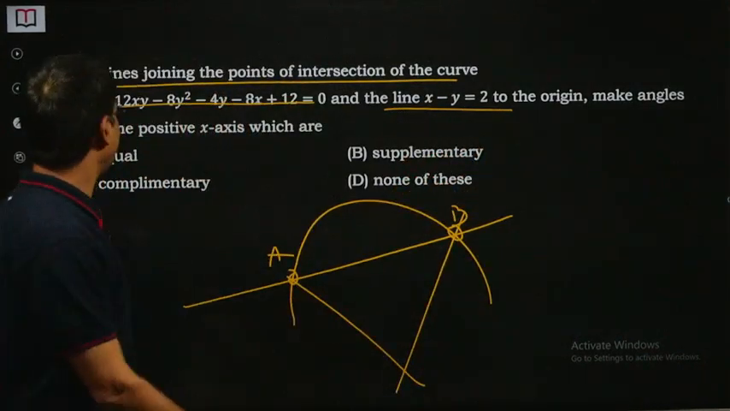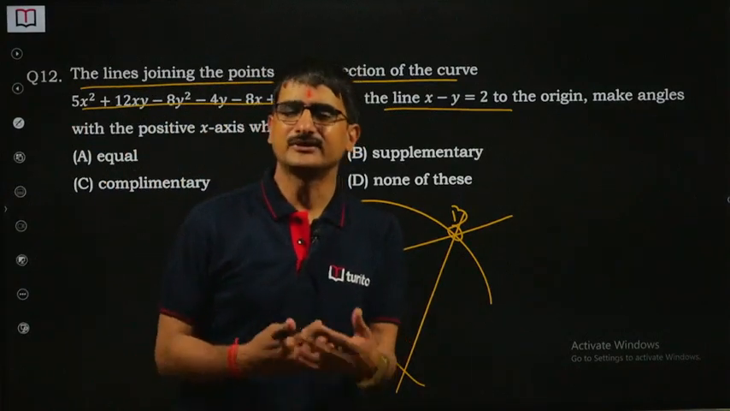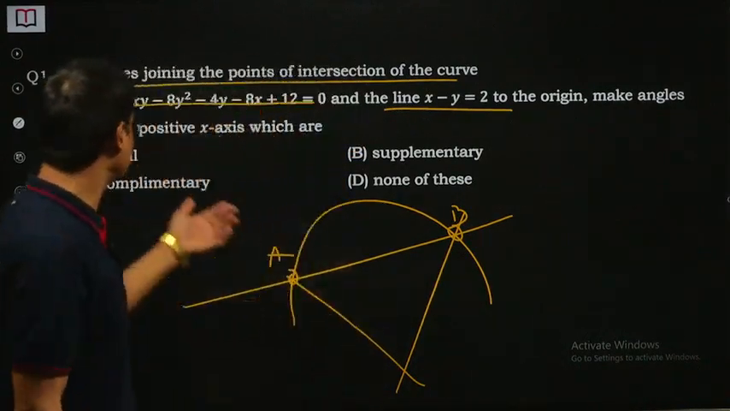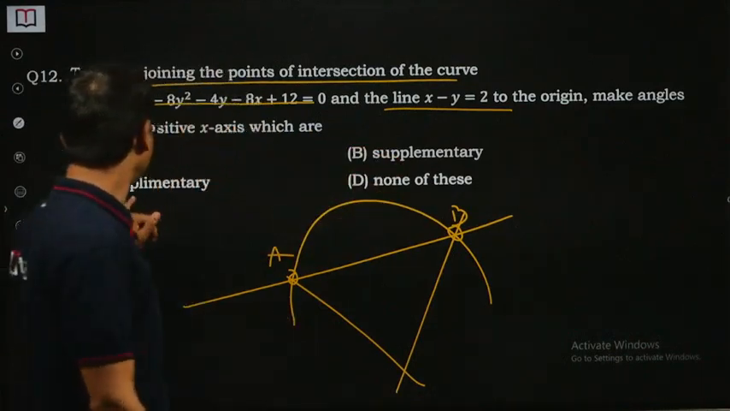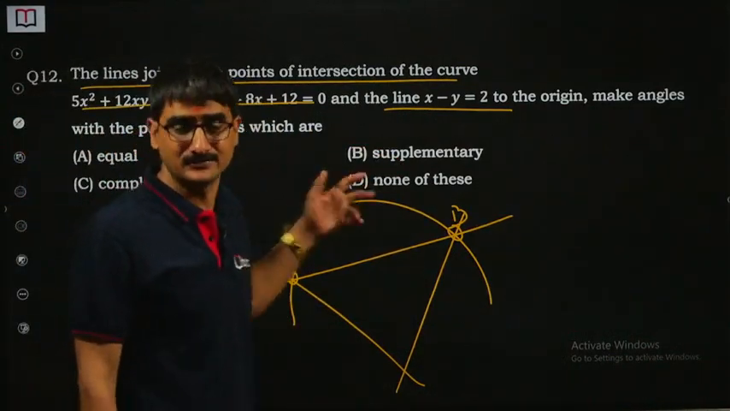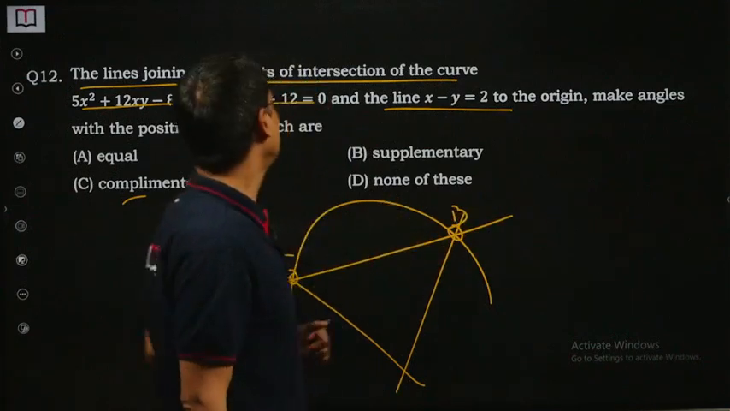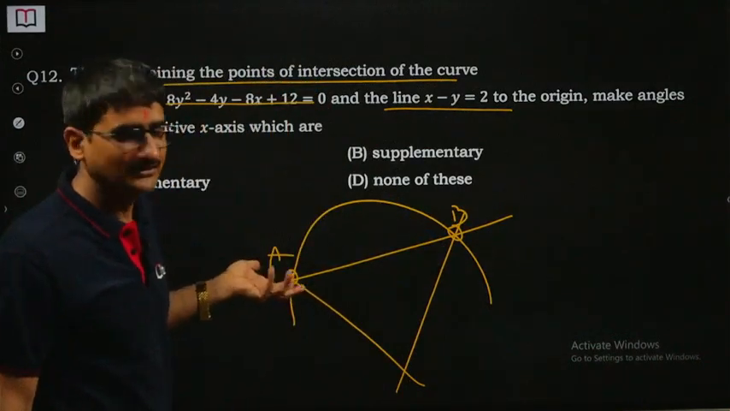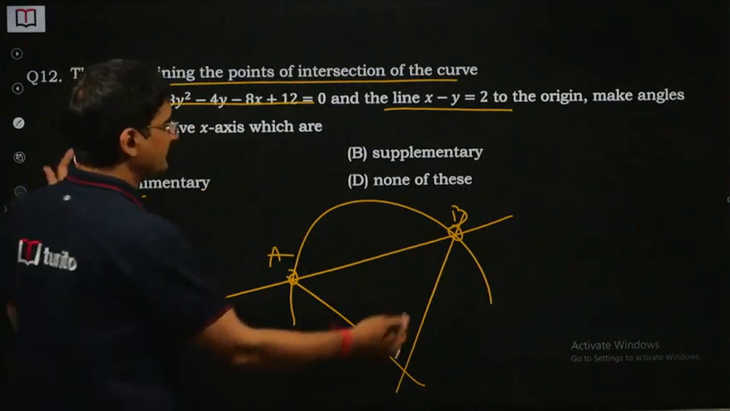Make angles with the positive x-axis, so the sum of the slopes is 90, complementary. If the sum of the slopes is 180, it's supplementary. Or m1 is equal to m2. So again, you have to just homogenize it.